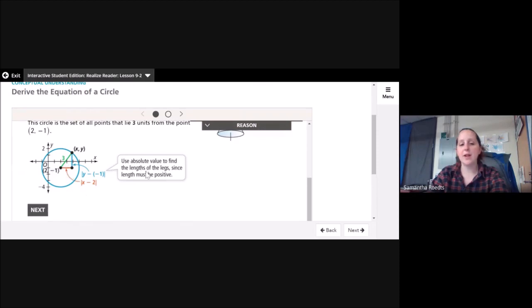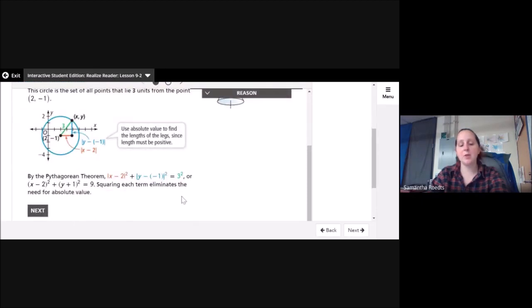Use absolute value to find the lengths of the legs, since length must be positive. By the Pythagorean theorem, the absolute value of x minus 2 squared plus the absolute value of y minus -1 squared equals 3 squared, or (x minus 2) squared plus (y plus 1) squared equals 9. Squaring each term eliminates the need for absolute value.